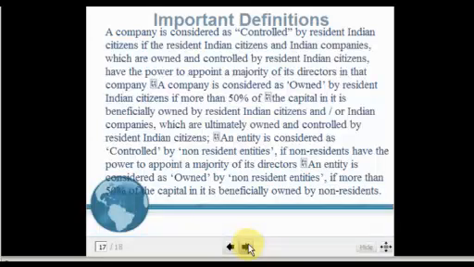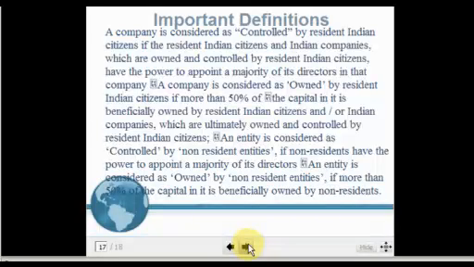So let us try to understand the definitions of what we have said so far. What do we mean by these words? A company is considered as controlled by resident Indian citizens if the resident Indian citizens and Indian companies which are owned and controlled by resident Indian citizens have the power to appoint a majority of directors in that company. A company is considered as owned by resident Indian citizens if more than 50% of the capital is beneficially owned by resident Indian citizens and Indian companies which are ultimately owned and controlled by resident Indian citizens.